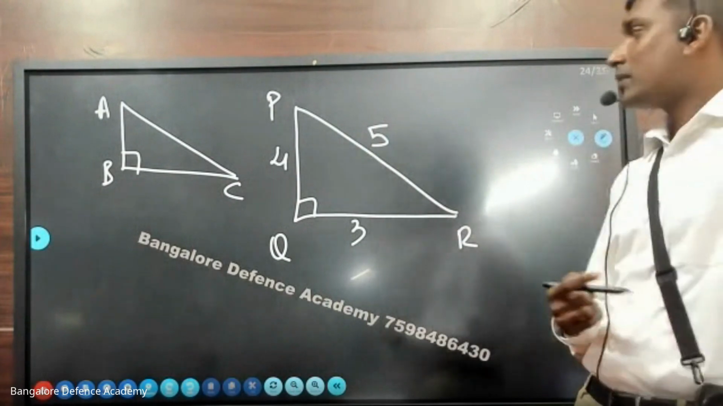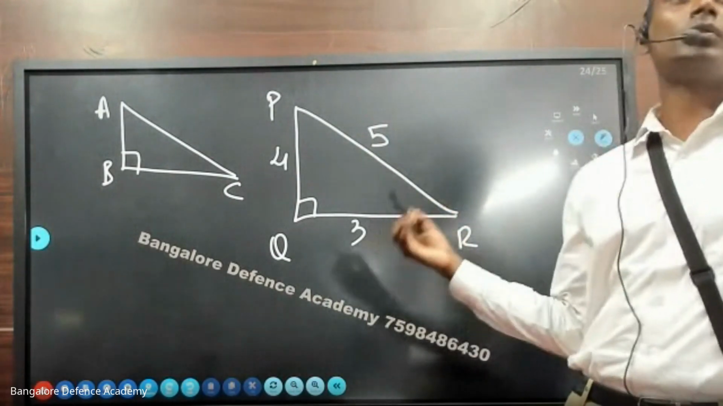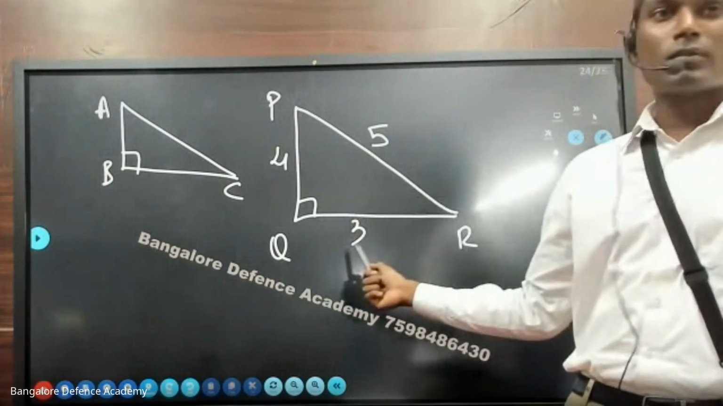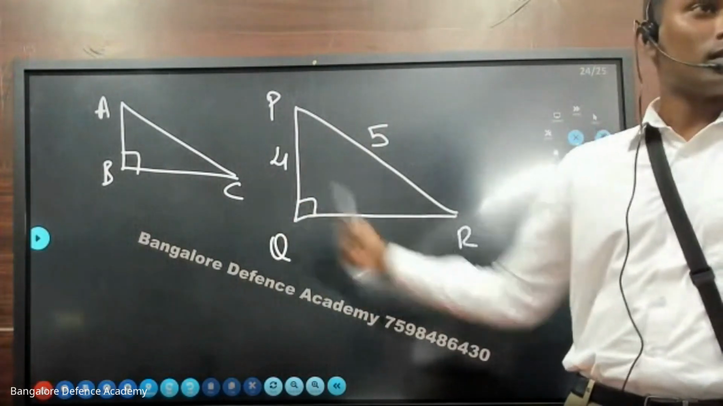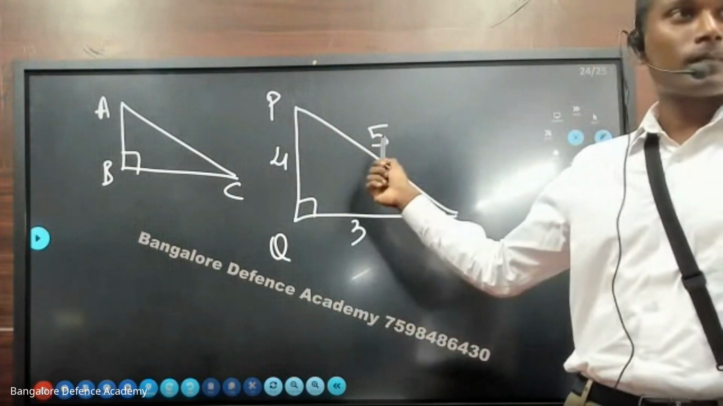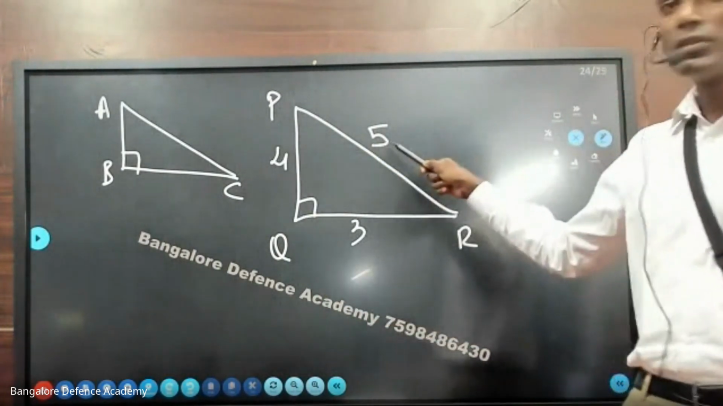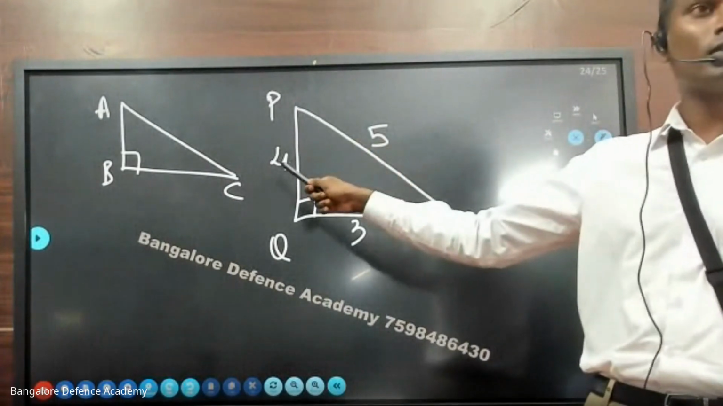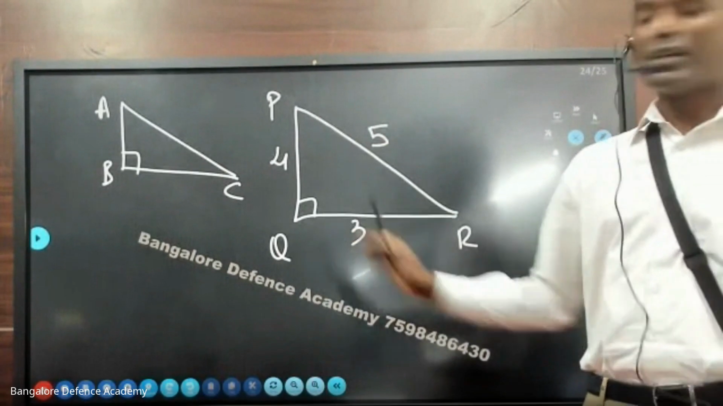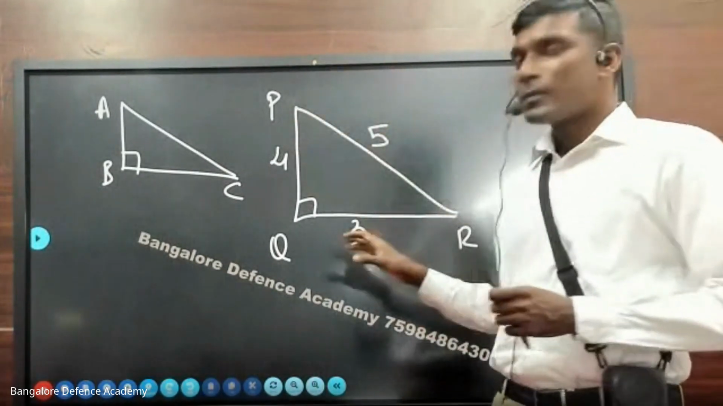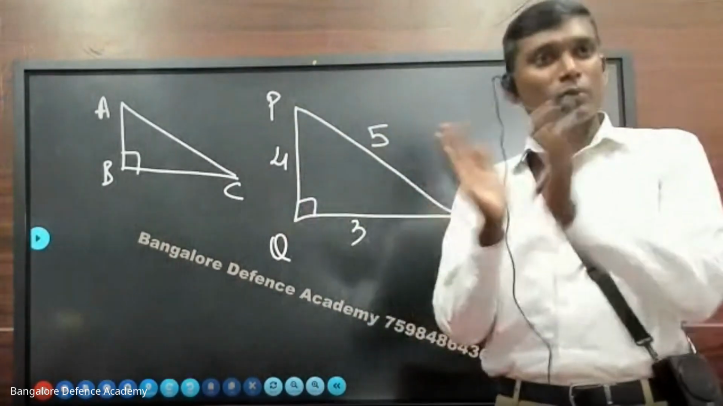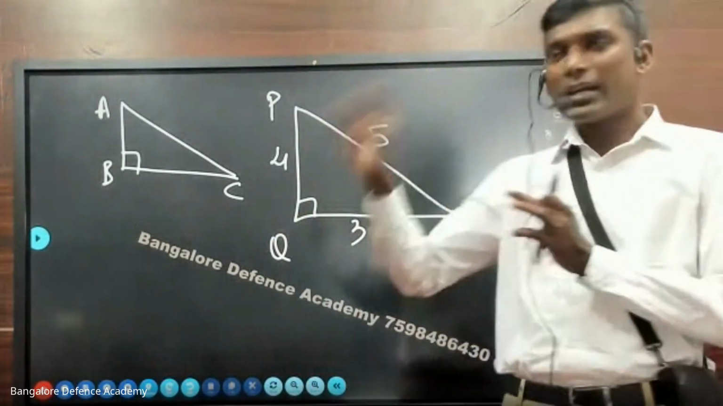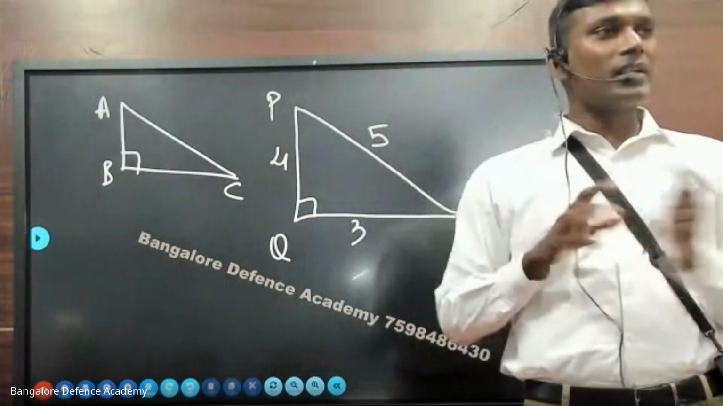Now quickly tell the answers for the questions which I am asking. Don't play here. If you want to go out, you can go out. 4 plus 3, how much? Tell loudly. 7. Is it greater than 5? Yes. 3 plus 5, how much? 8. Greater than 4? Yes. 5 plus 4, how much? 9. Greater than 3? Yes. What does it mean? In a triangle, when you add any two sides, it will be greater than the third side. समझ में आया addition का property?